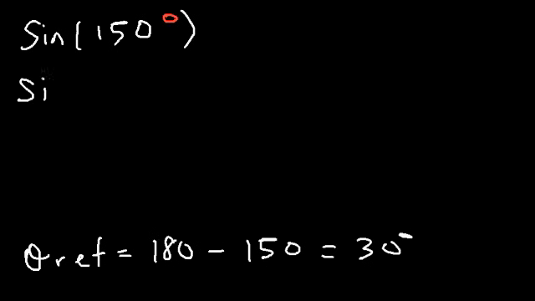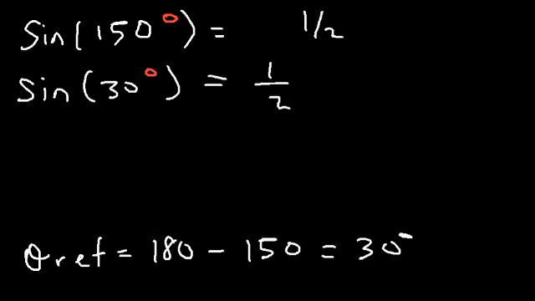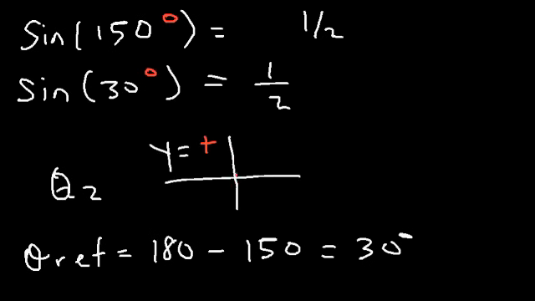So what you want to do is find out what is sine 30. Now, based on the 30-60 triangle, which I drew earlier, we know that sine 30 is a half, which means sine 150 is going to be either plus a half or minus a half. So now you need to use the quadrants to determine the sign. In quadrant 2, y is positive because it's above the x-axis, and sine is associated with the y value. So sine 150 is positive 1/2.